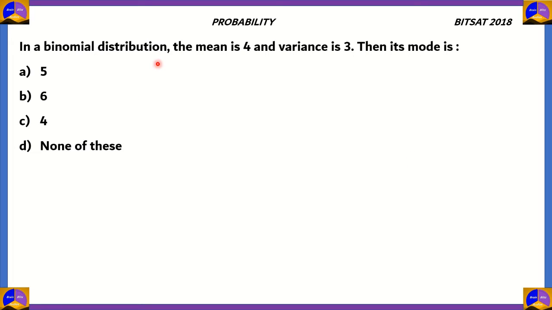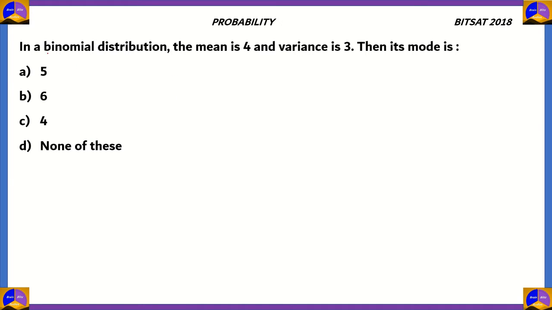In a binomial distribution, the mean is 4 and the variance is 3. Then we need to find out its mode. So its mode is either 5, 6, 4, or none of these. So which of these options is correct?